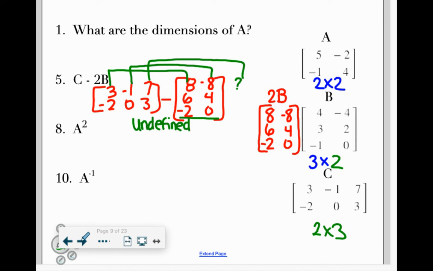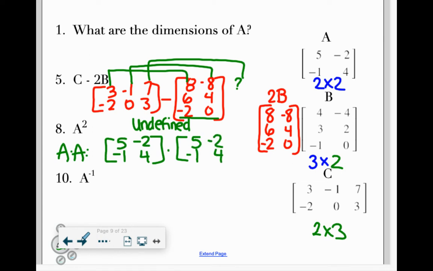For number 8, A squared means A times A. So I'm going to literally write matrix A times matrix A. Like that.